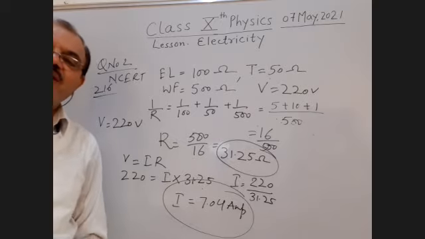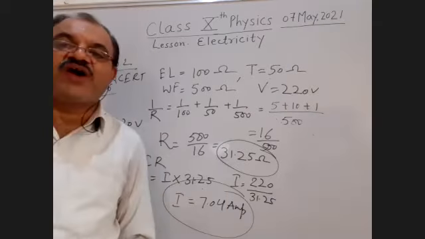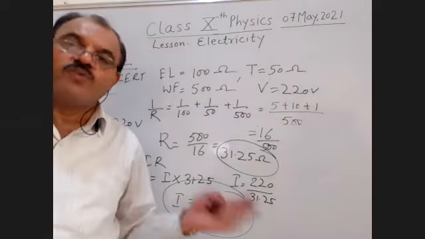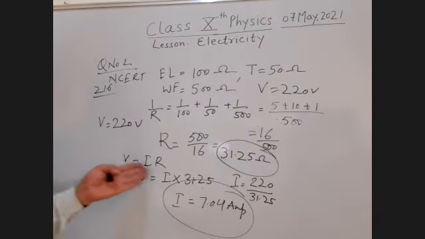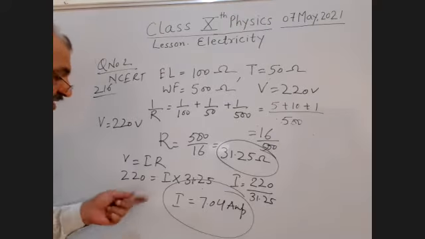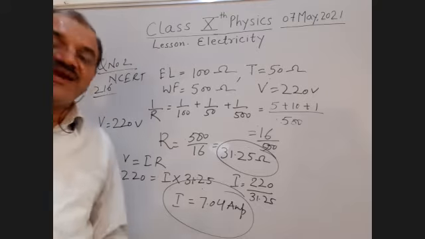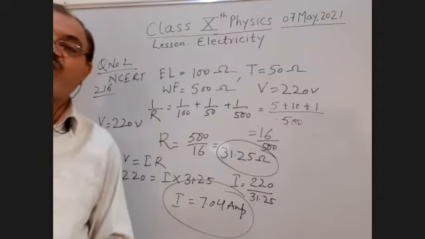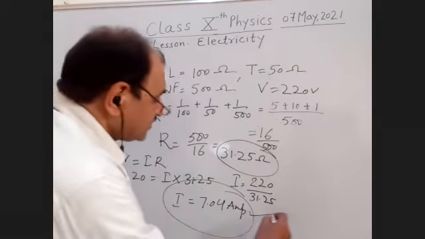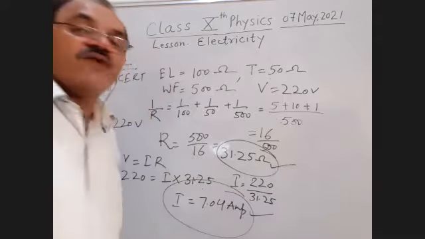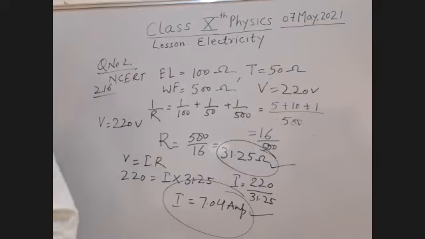For calculating the value of current, we will use the formula of Ohm's law, V is equal to IR. I put the value of V and the value of R. I can calculate the value of I, and it has come 7.04 ampere. So this is your answer of question number 2. Please note down. Then now we'll go further to question number 3. Please note down, students.